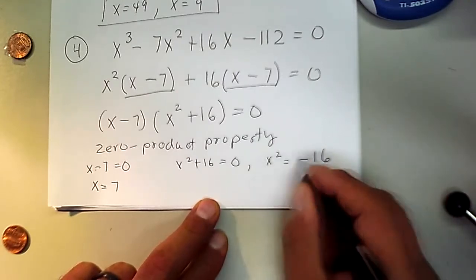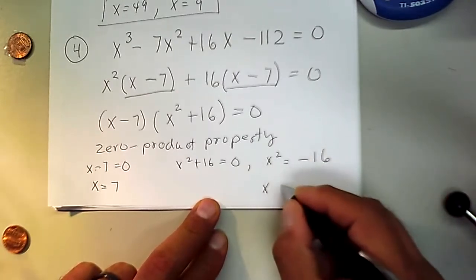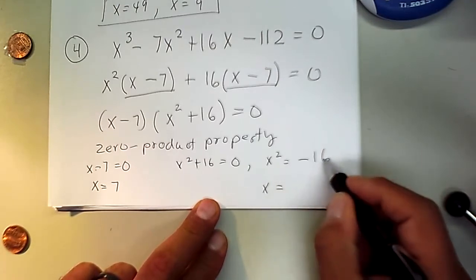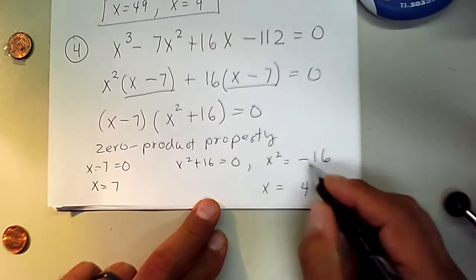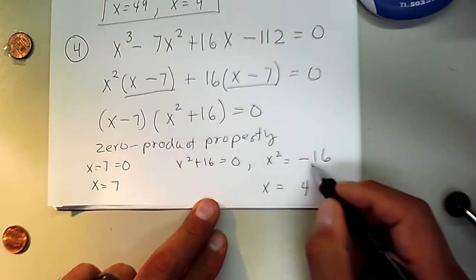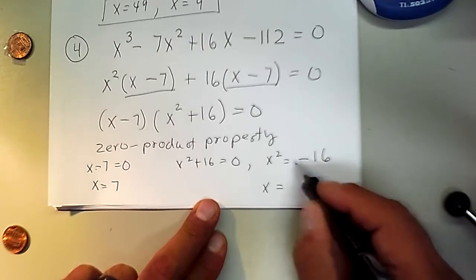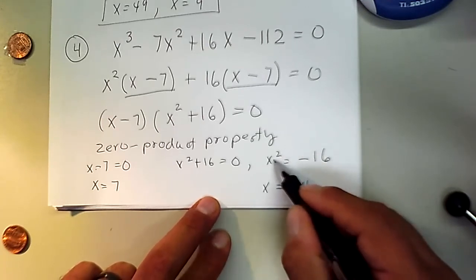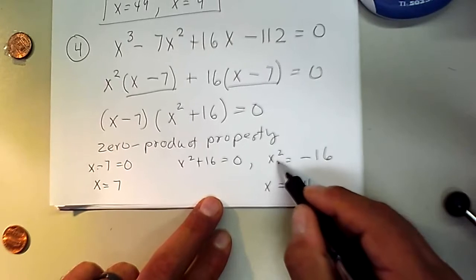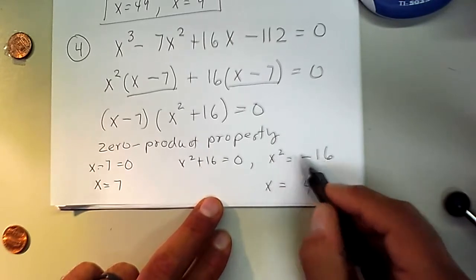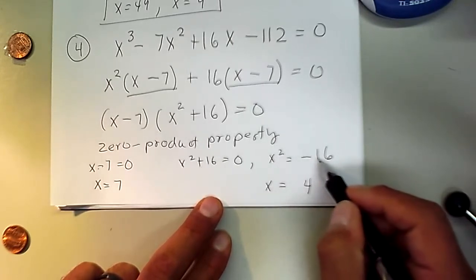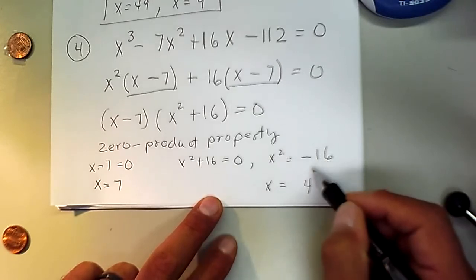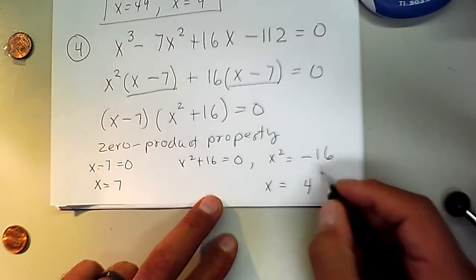And that means that if we take the square root on both sides, we're going to end up with x equaling the square root of 16, which is 4. But then we have to use complex numbers, because we cannot have the square root of a negative number. Rather, if x is a real number, we cannot square it and expect to have a negative output. So we have to use complex numbers.